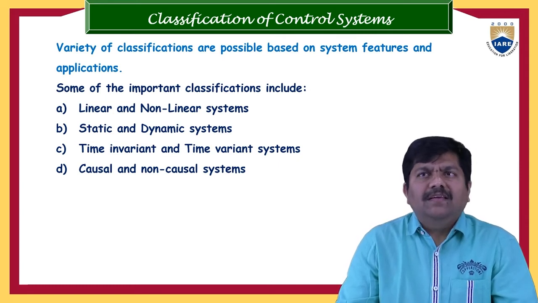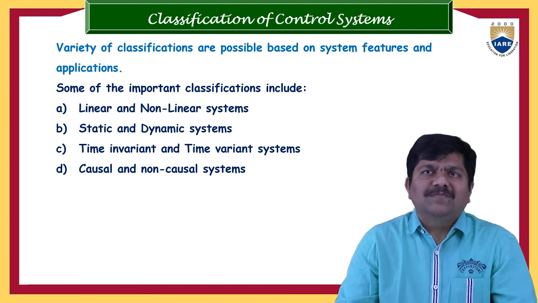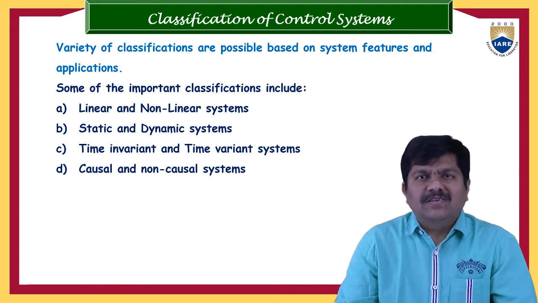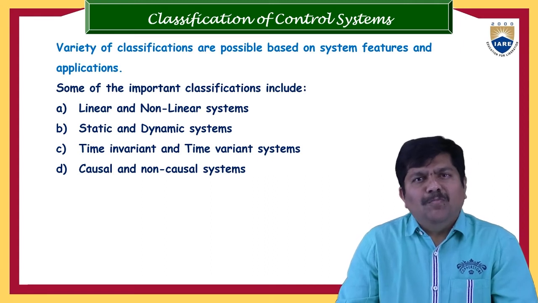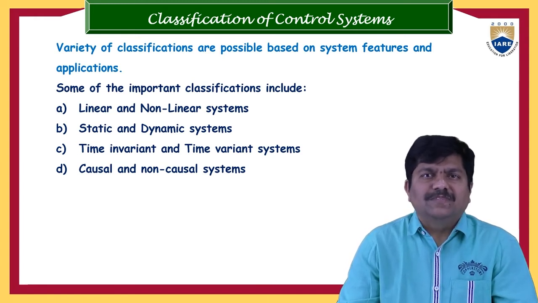The majorly important classifications are linear and non-linear systems, static and dynamic systems, time variant and time invariant systems, causal and non-causal systems, and in addition to this, one important classification we also observe: open loop control systems and closed loop control systems.